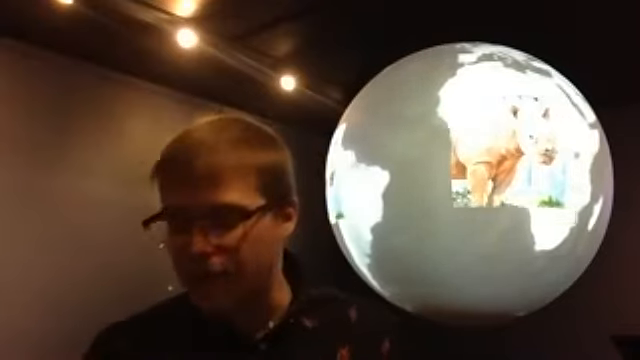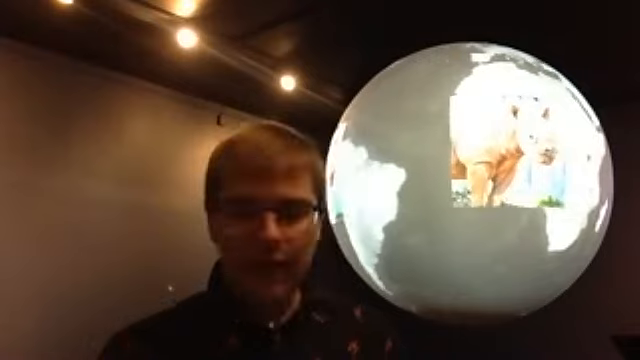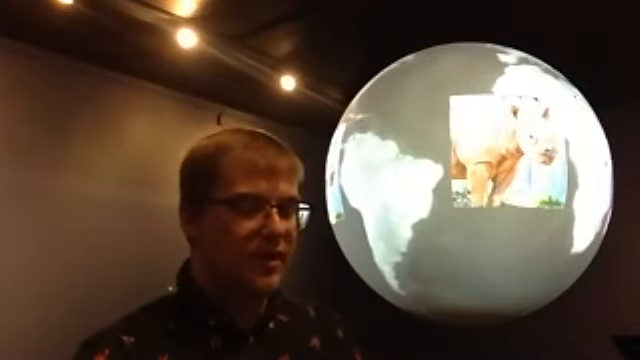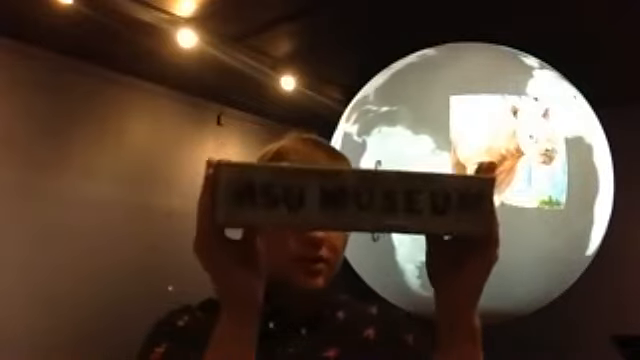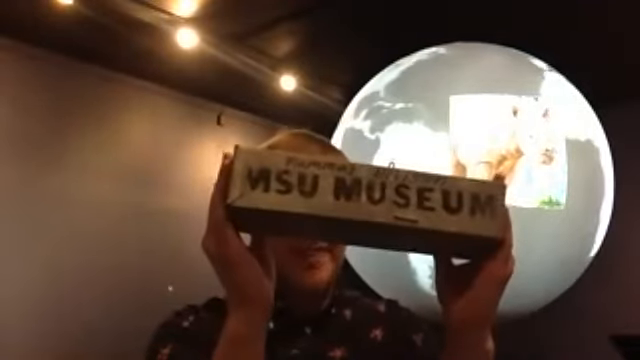So those are all sorts of different animal tracks that we have on the sphere, all sorts of different reasons that we might track animals. I have a couple of other objects here that I wanted to show you that are specific to the MSU Museum. So for instance, right down here, we have what's called a museum special trap.